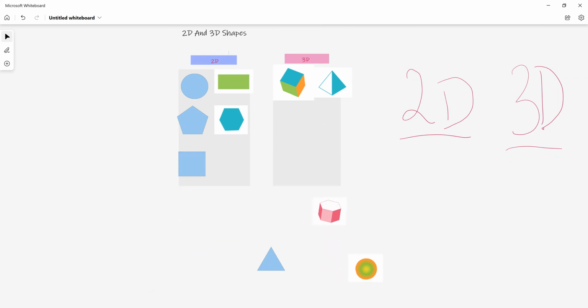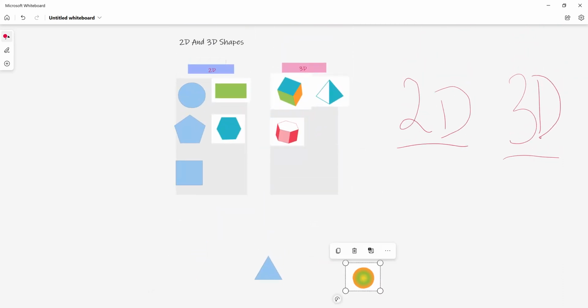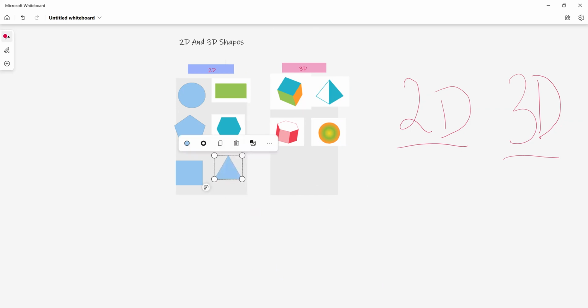How about our pentagon? Look at it. You see the difference? This one has sides to it. You could touch the sides, not flat like the other one. That's 3D. Our sphere, it's a ball. You could touch all around the ball, right? So that's 3D. And our last shape, a triangle. It's flat, so it'll be 2D.